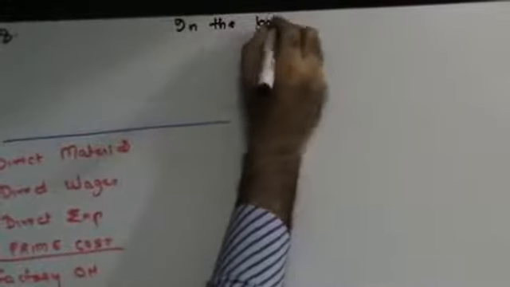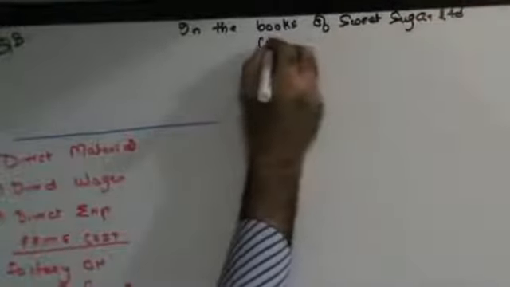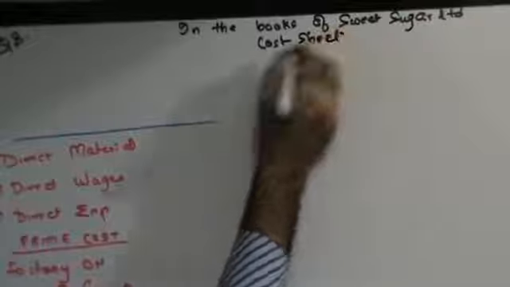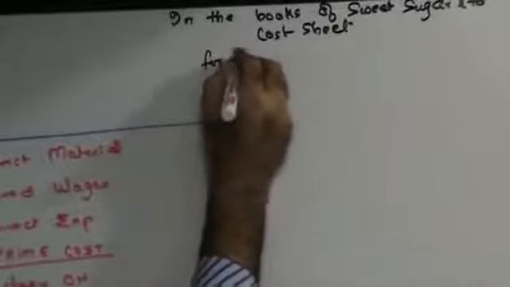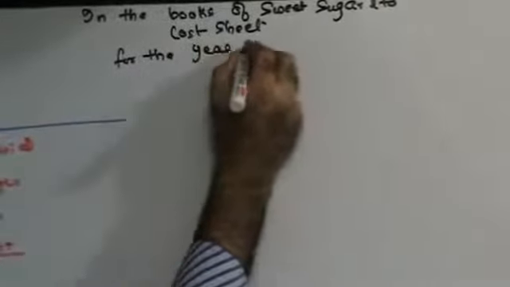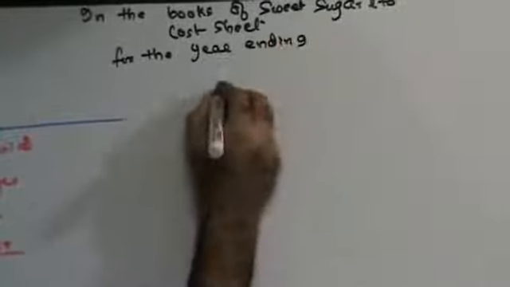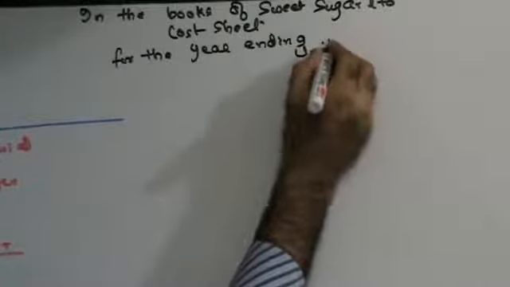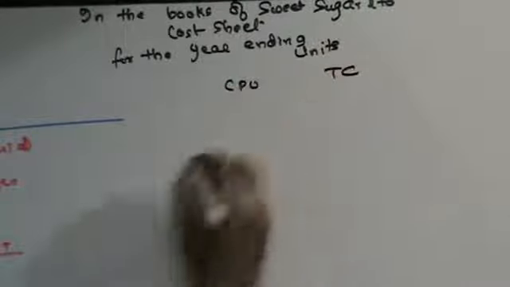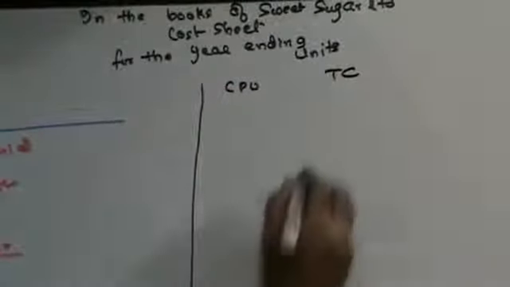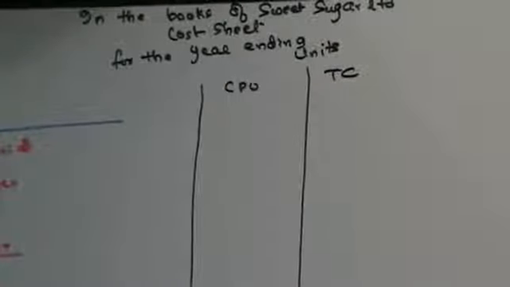In the books of Sweet Sugar Limited, cost sheet. For the year ended, you can see the data for the year ended: Units, CPU, TC. Okay, let's see the sum, guys.